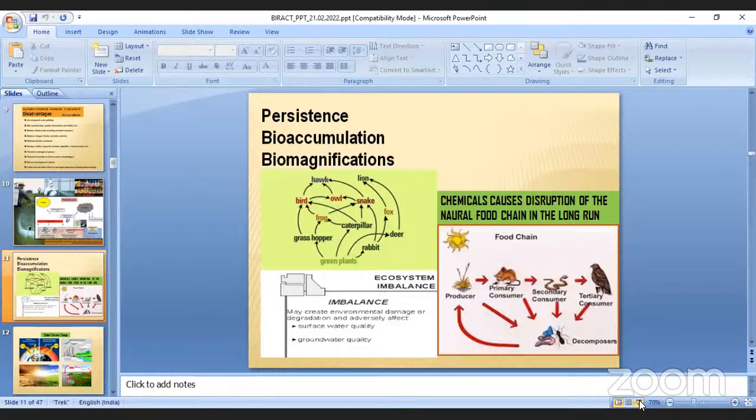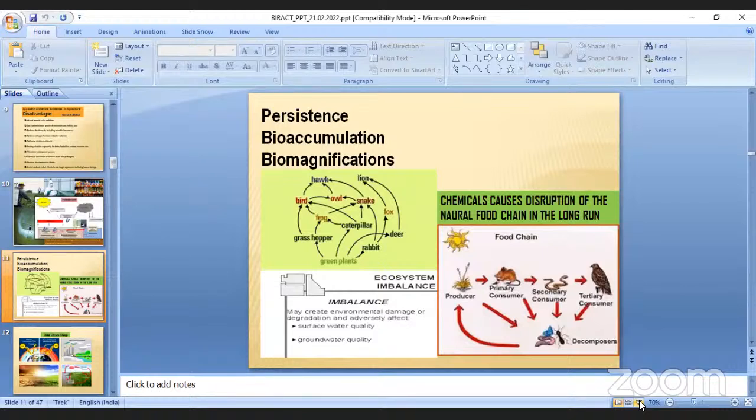So persistent toxicants, they are considered persistent because they can resist breakdown, okay? They can resist breakdown in the presence of environmental factors like sunlight. Whenever there is excessive sunlight and excessive temperature in the field conditions, they will never break down. So ultimately what will happen? They are creating residue problems in our final finished products, okay? Then one important problem is bioaccumulation.